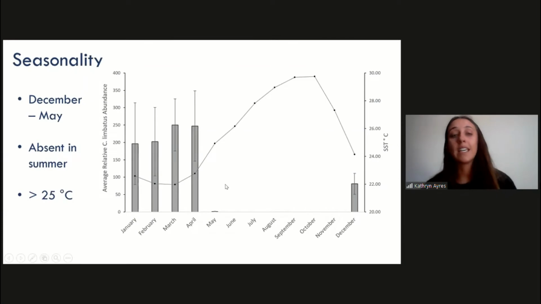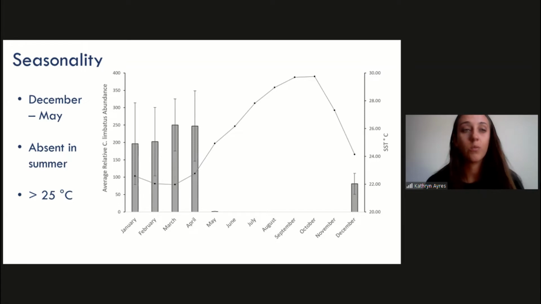So yeah, for the seasonality, the sharks were present between December and April. There were a few sharks in May, but significantly less. And so they're absent from the shoreline in the summer months.